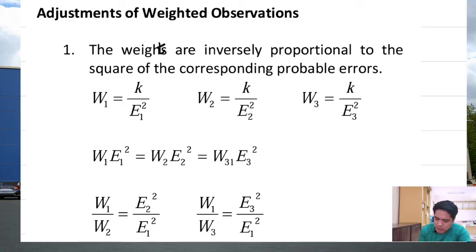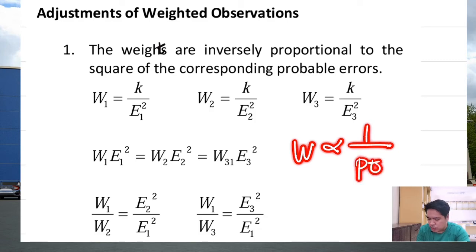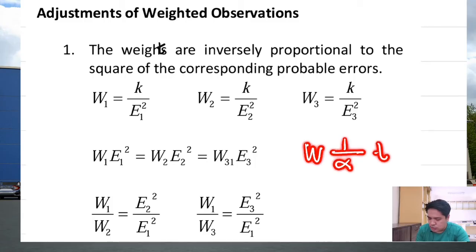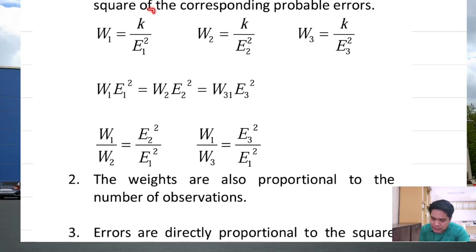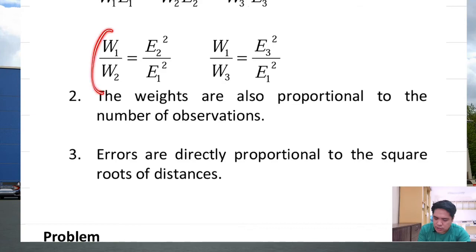That is the same as weight 2, weight 3, and weight 4 because they are inversely proportional. So, meaning weight is inversely proportional to the probable error. Therefore, if we equate all the E's here, we could say that W1 E1 squared is equal to W2 E2 squared and equal to W3 E3 squared. Or, we can also solve it this way, by ratio of the weights and the probable errors.